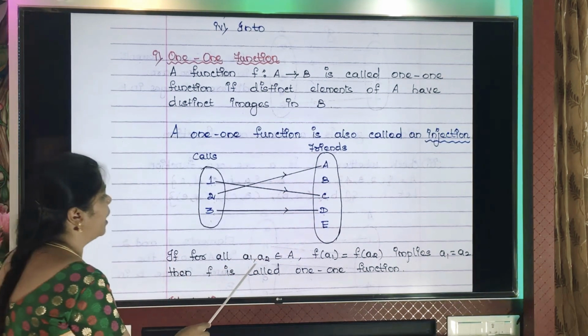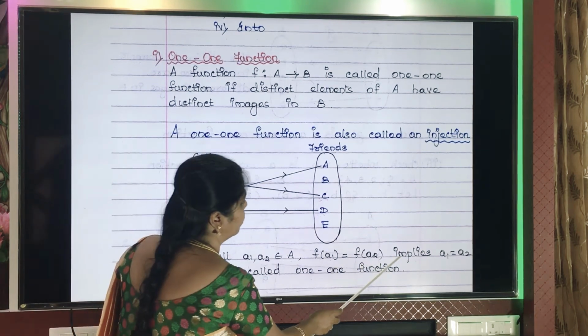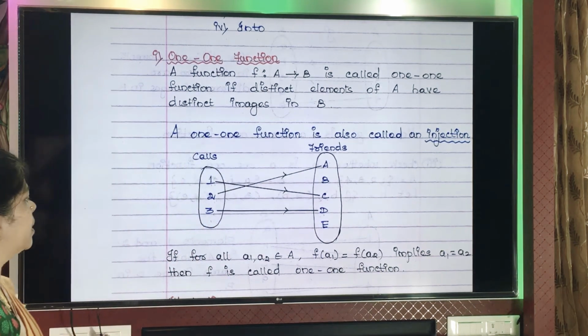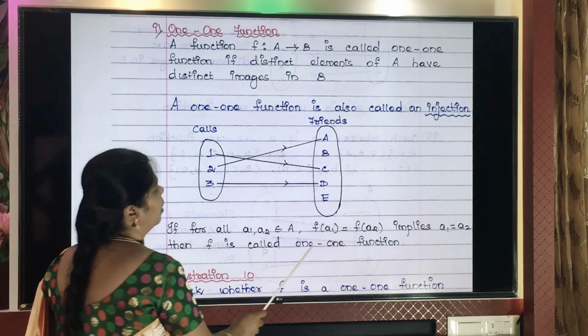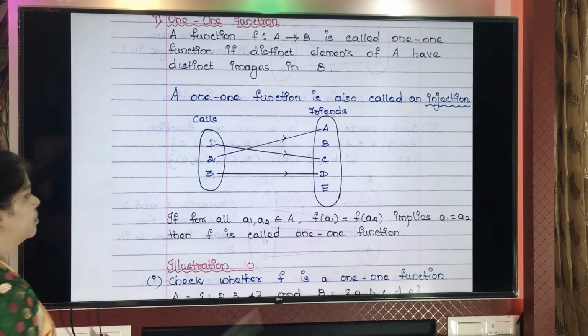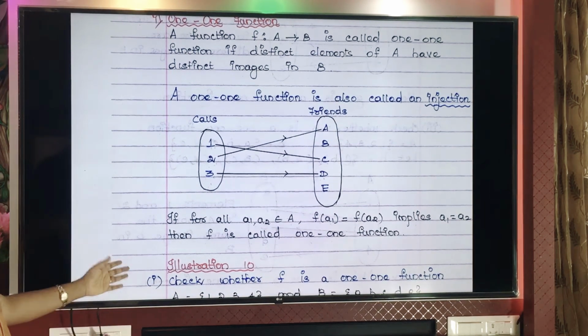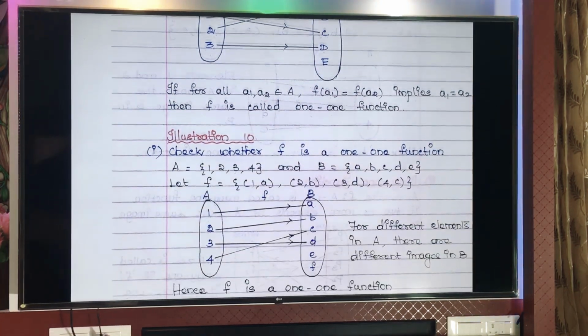If for all A1, A2 belonging to A, f of A1 equal to f of A2 implies A1 is equal to A2, such a function is called a one-to-one function. This is the mathematical way of representing a one-to-one function.